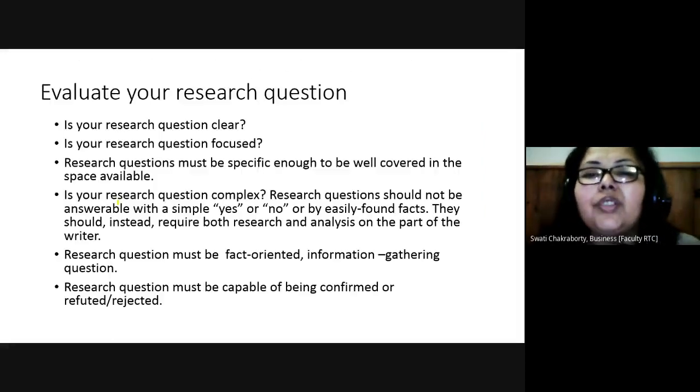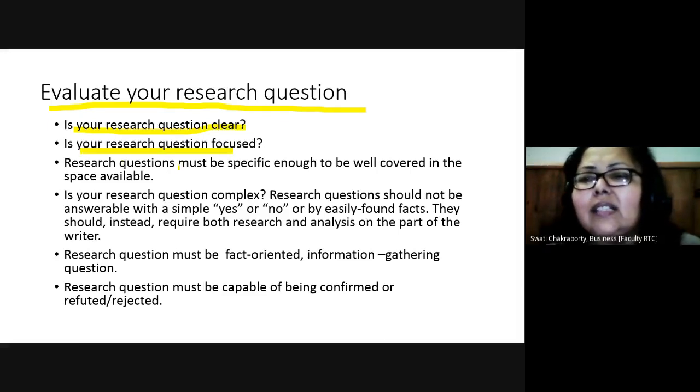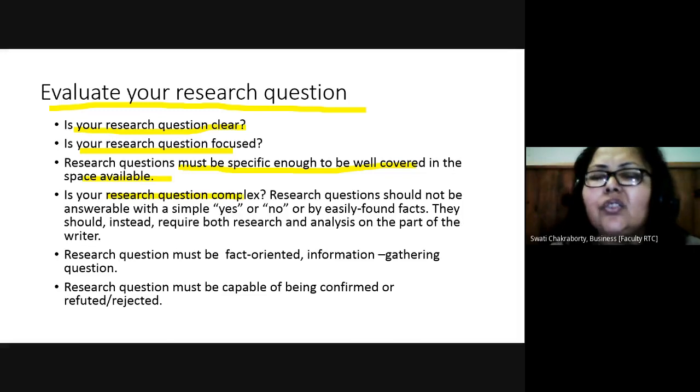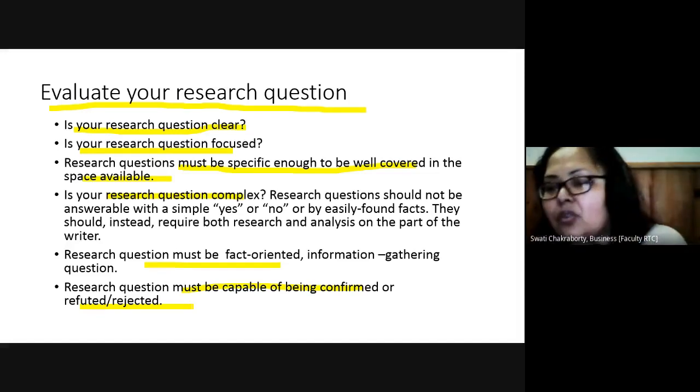Okay, how would you evaluate your research question? Do you need to evaluate? So what you need to find out is, is your research question clear? Is it focused? Is it specific enough to actually cover the entire space available? Is it complex? It should not be very simple, with yes and no answers that you find very easily. Is it fact oriented? An information gathering question, where there is scope to gather information. It should be capable of being confirmed or rejected. Either you accept it or you reject it. There should be enough scope for it.